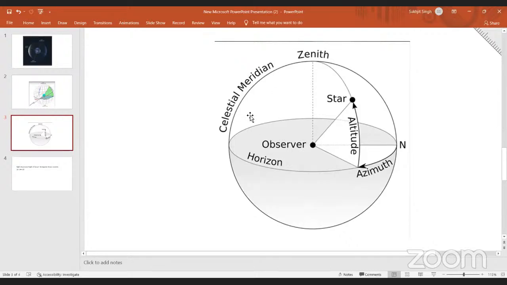This is also known as alt-az. So I'll just refer to it from now on as alt-az. So you convert it into the alt-az coordinate system, and you can actually pinpoint the position of the star from your corresponding position at the particular time.